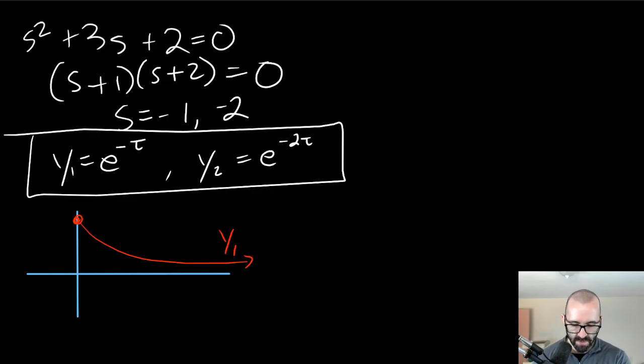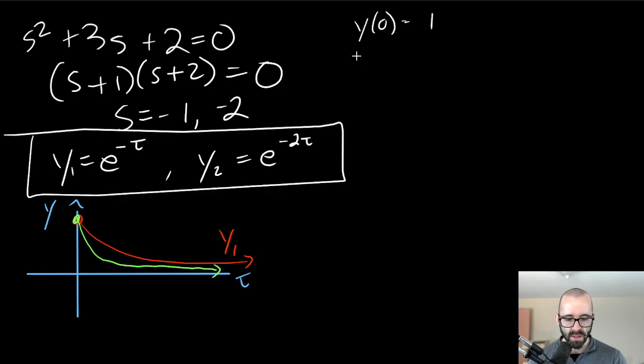This is y1. y2 has the same initial value, but it decays twice as fast. It's a bigger decay constant. So again, labeling our axes, this is the time axis and this is the y-axis. This is saying that for this initial condition, this is one solution, and we know the initial condition right here. This is for the initial condition of y of 0 equal to 1.